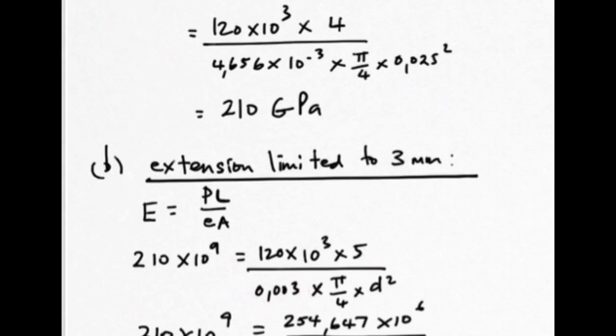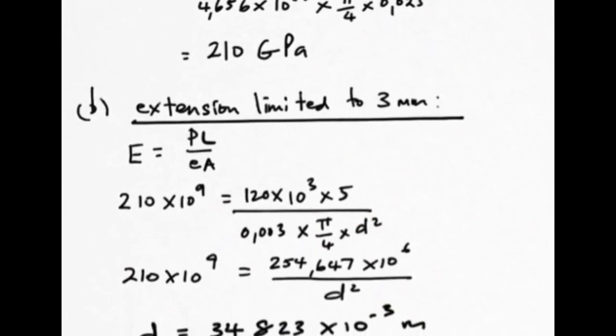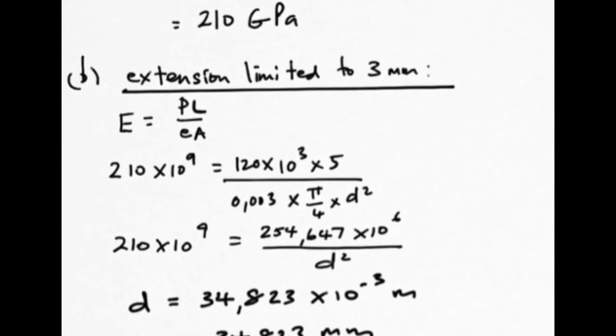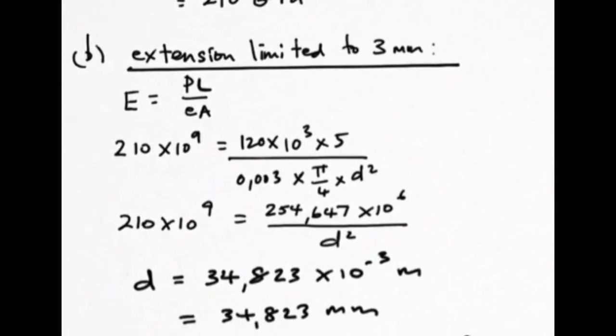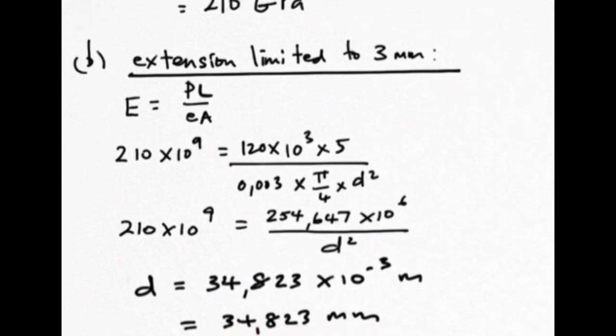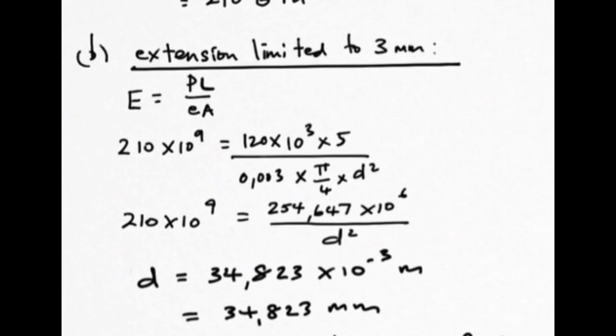You could also have written that as 3 times 10 to the minus 3, whatever you prefer. And the area is what we are looking for, or rather the diameter is what we're looking for. So pi over 4 with d being the unknown. Okay, so we're going to solve for d, the diameter, and we find that 34,823 millimeters is the diameter that we require so that the extension is 3 millimeters. So that's the one half of the design complete.